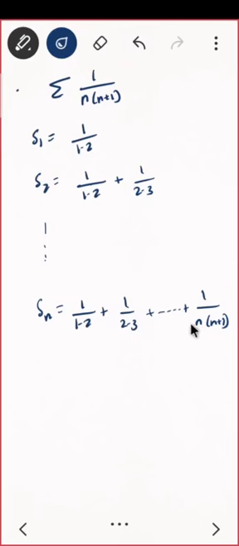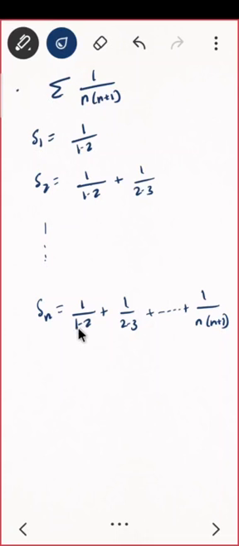This is a sequence, and we have seen how to prove convergence for such sequences. Yes, tell me. See, there is always a trick for this. Yes, yes, tell me.